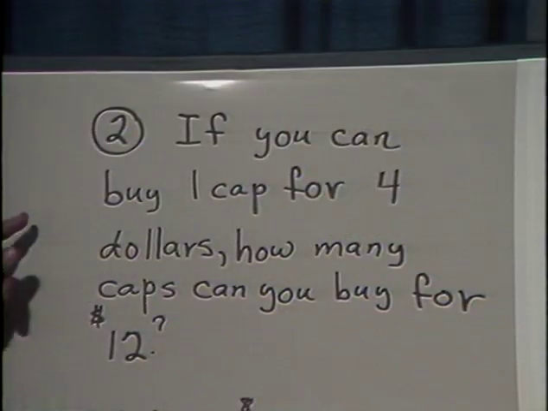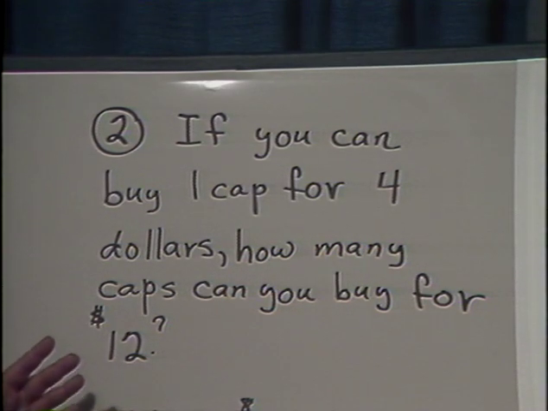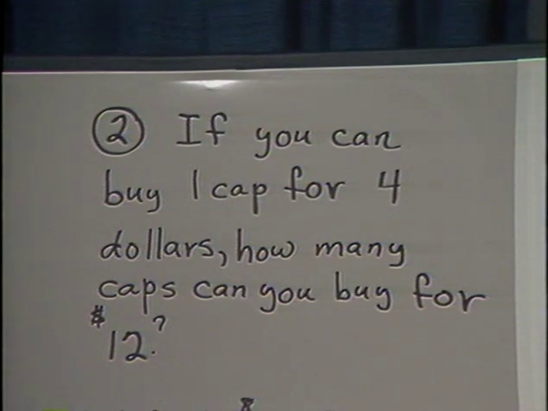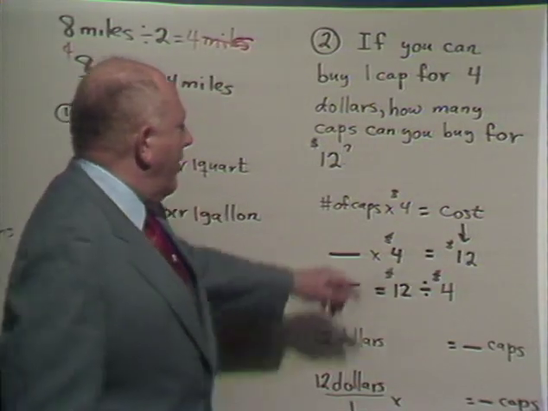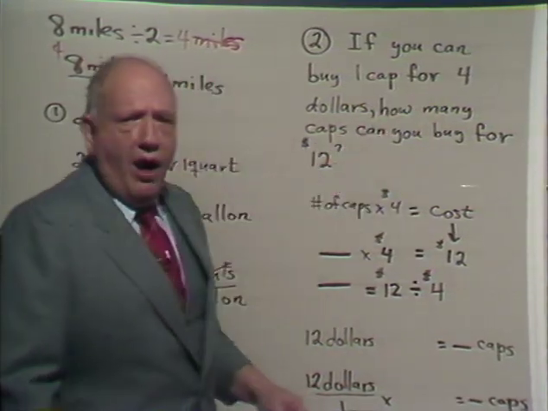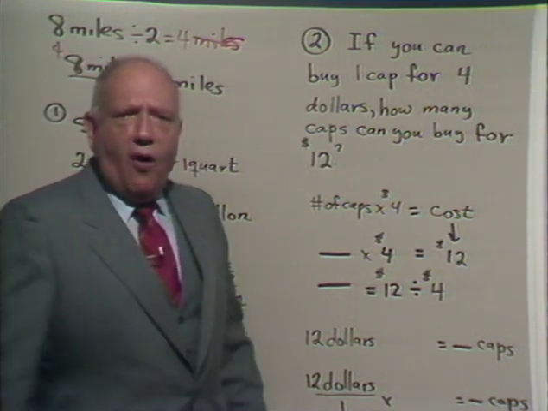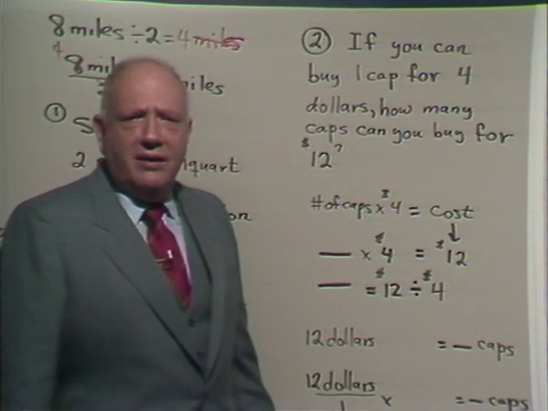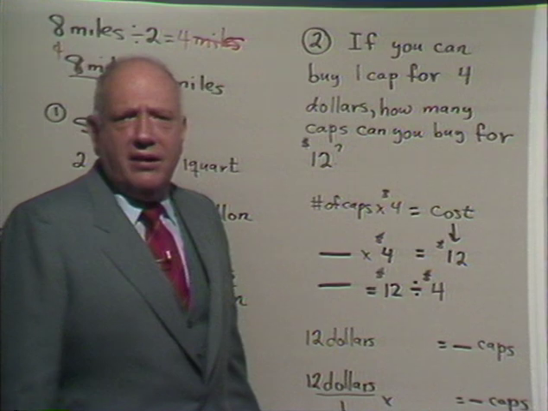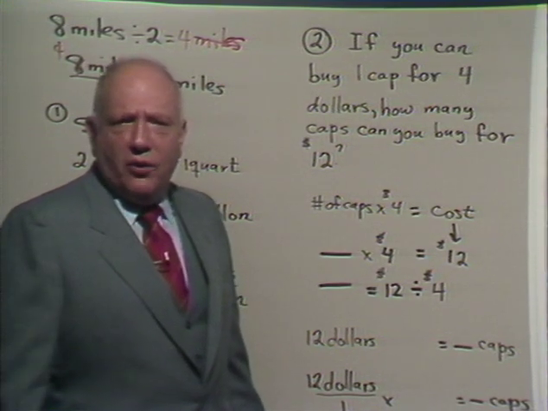Problem number 2 says, if you can buy 1 cap for $4, how many caps can you buy for $12? Now this is a simple enough problem, but notice the number of people who shuffle numbers. They see a 4, they see a 12, they sense that somehow the 4 and the 12 have to come into the problem. They say, maybe I'll add them, what the heck, 16. Somebody else says, well, I'll multiply them, I'll get 48.